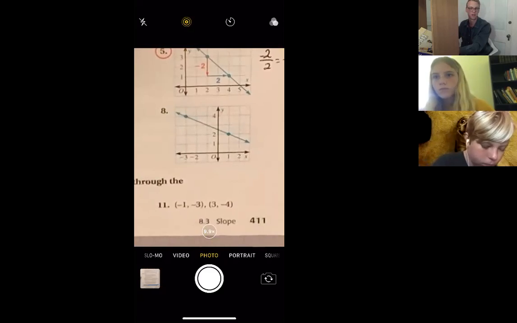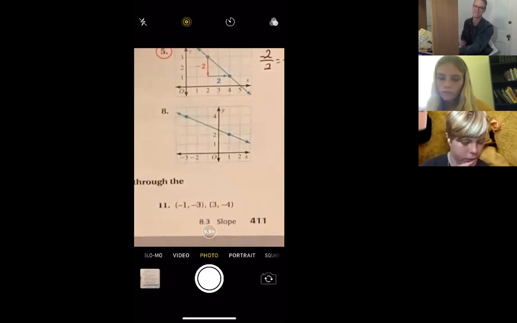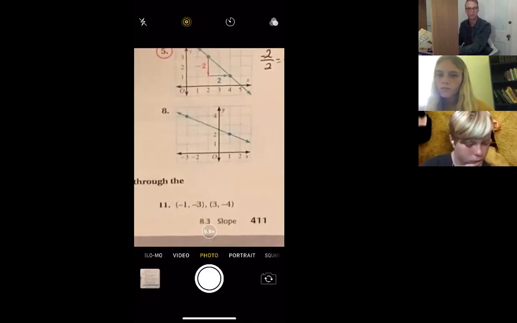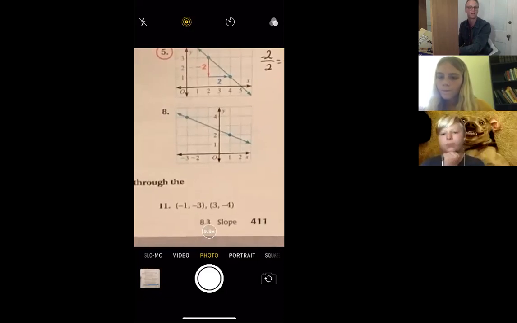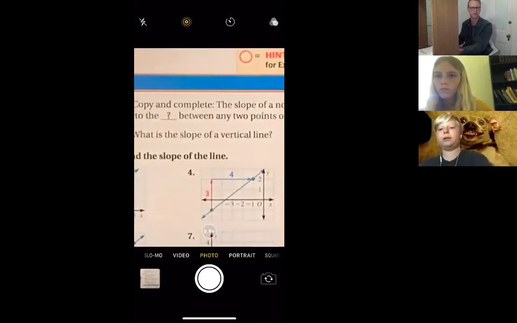Can I simplify negative 2 over 4? Yes. Which is what? 1/2. Negative. That's it. Negative 1/2. Good job. Nice work, guys. So now you know how to simplify, but also find the slope of a line. It's the rise over the run. Okay. Let's keep going. I think the next problems you have are what? Numbers 9 and 11?